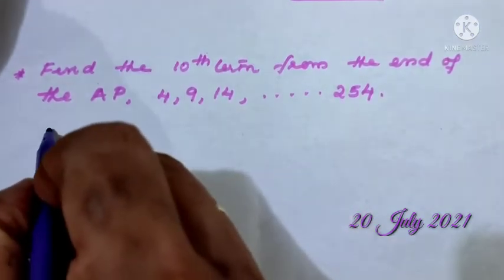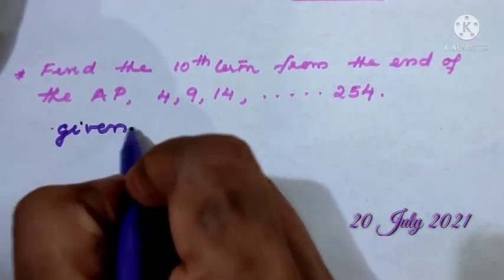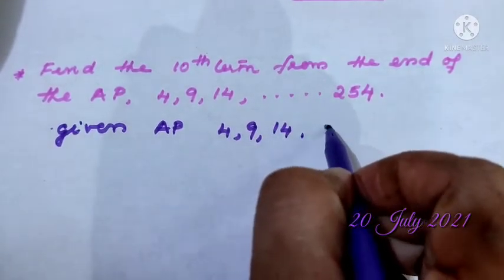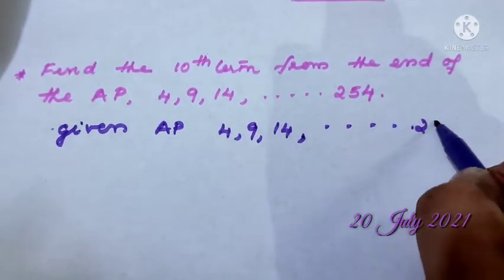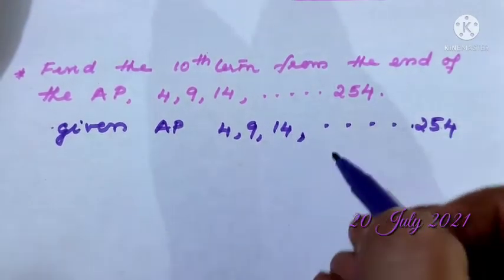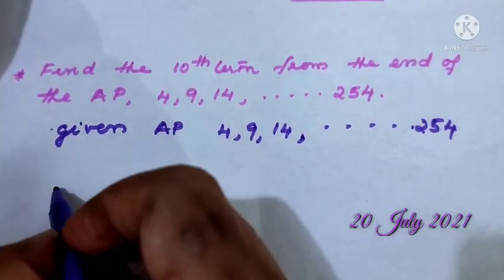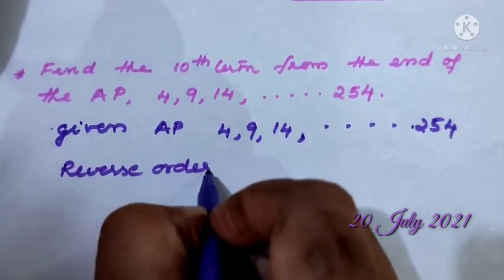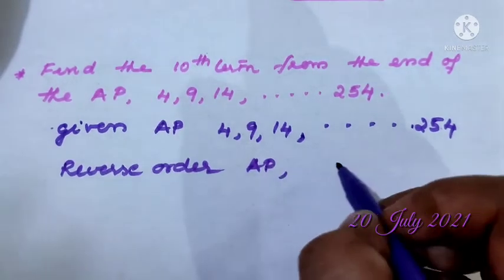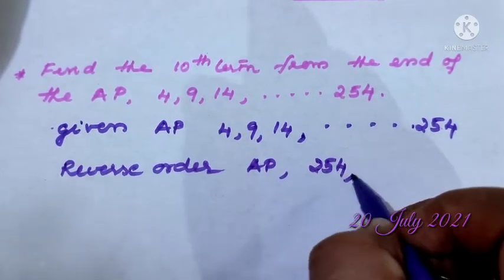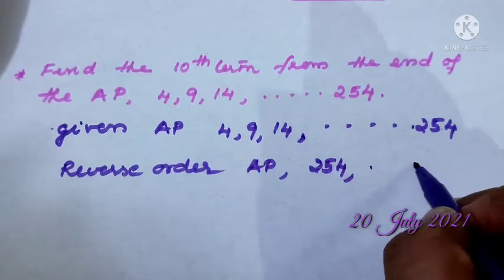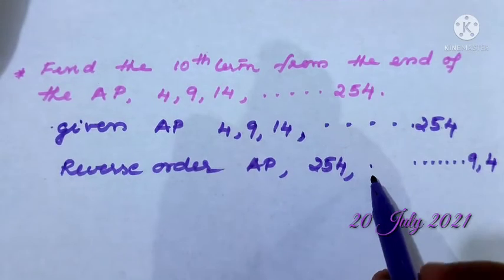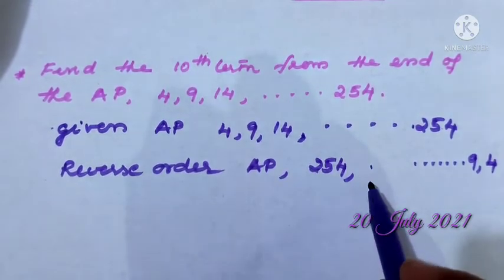So the AP is given: 4, 9, 14, etc., 254. So from 254, the 10th term is asked. So what should we write? In reverse order, the AP we will write. Which is the first term? 254. Now we will leave some space, then write 9 and 4. Now we want the common difference and the next, because it's already an AP only.